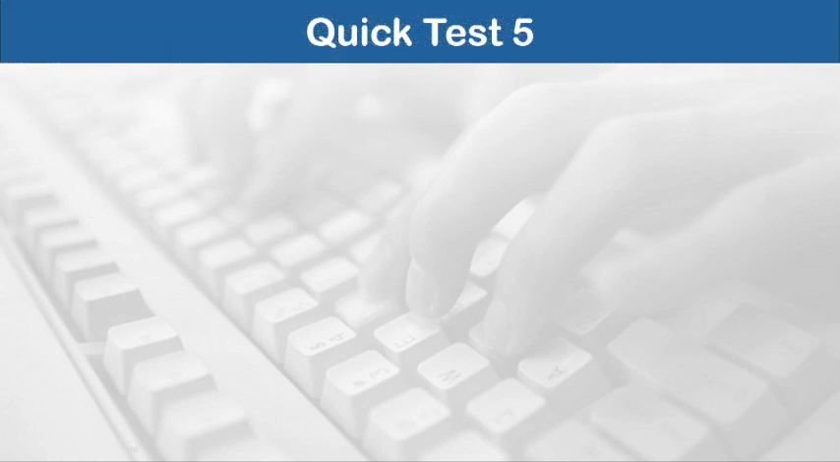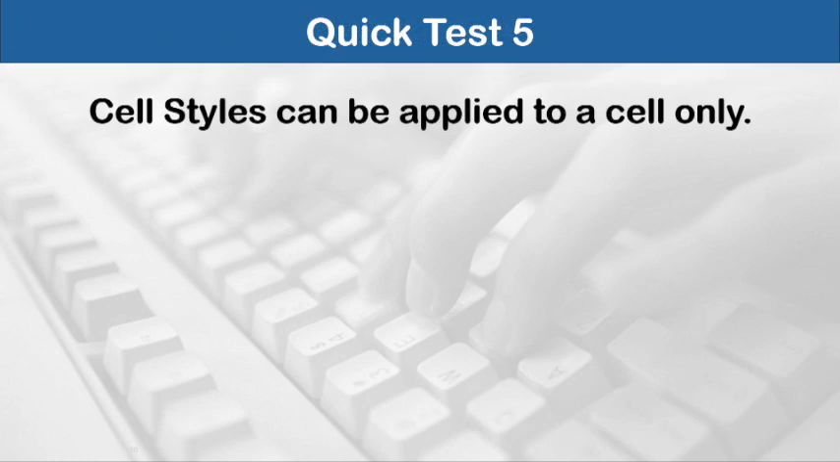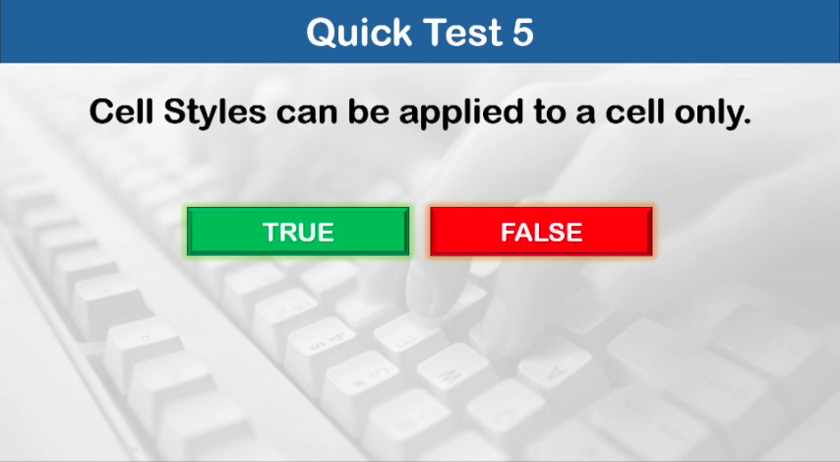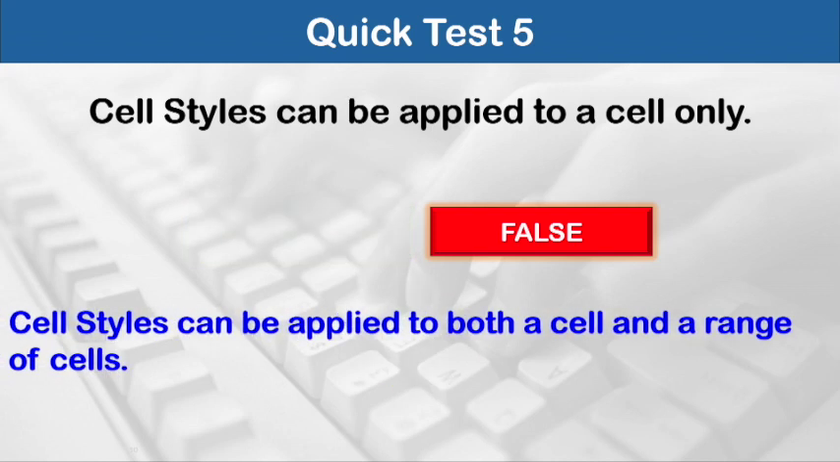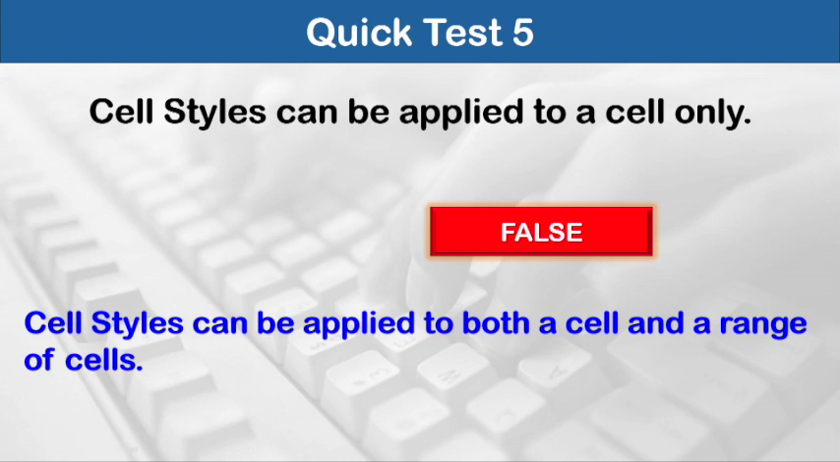Number 5. Cell styles can be applied to a cell only. Is it true or false? The answer is false. Cell styles can be applied to both a cell and a range of cells.